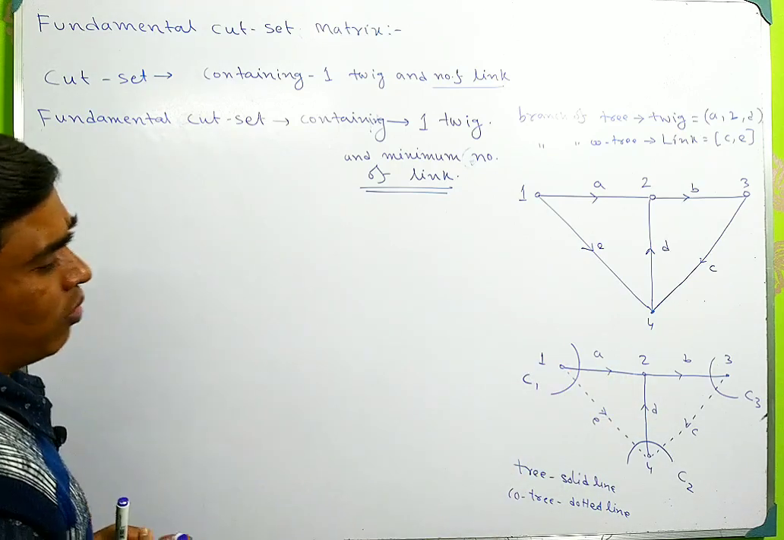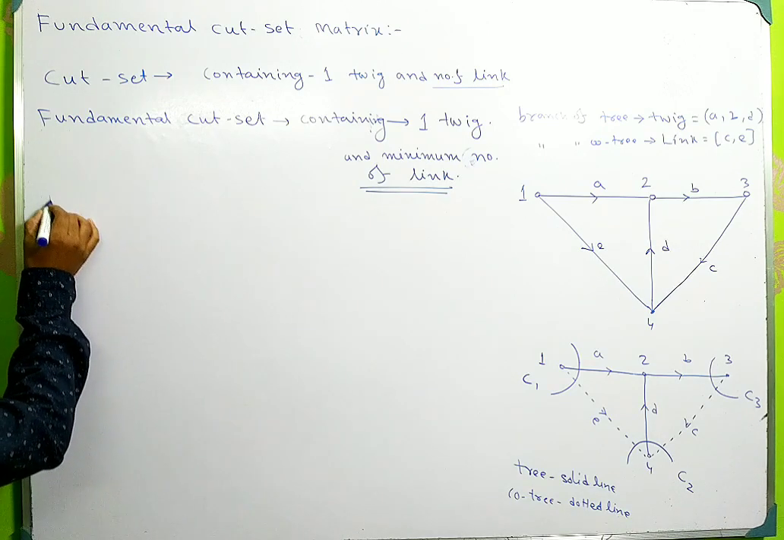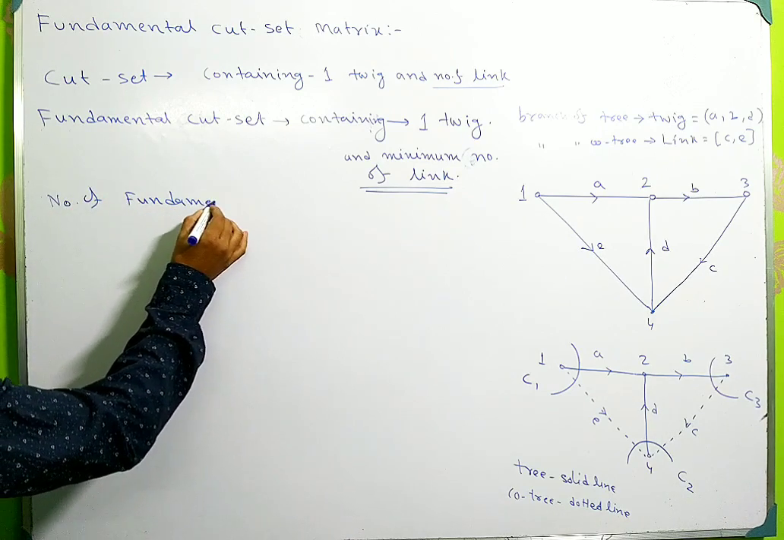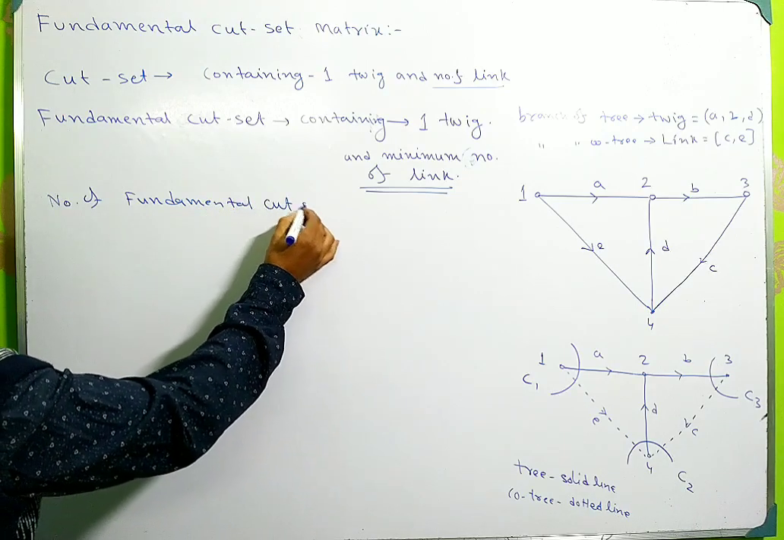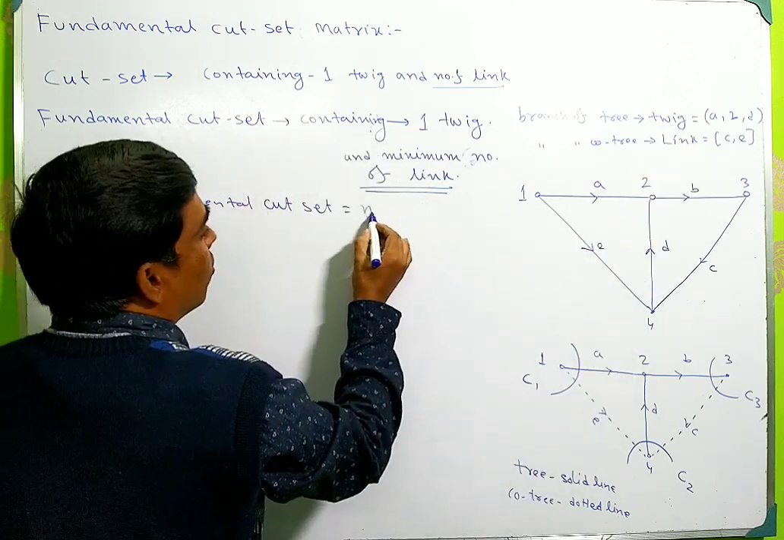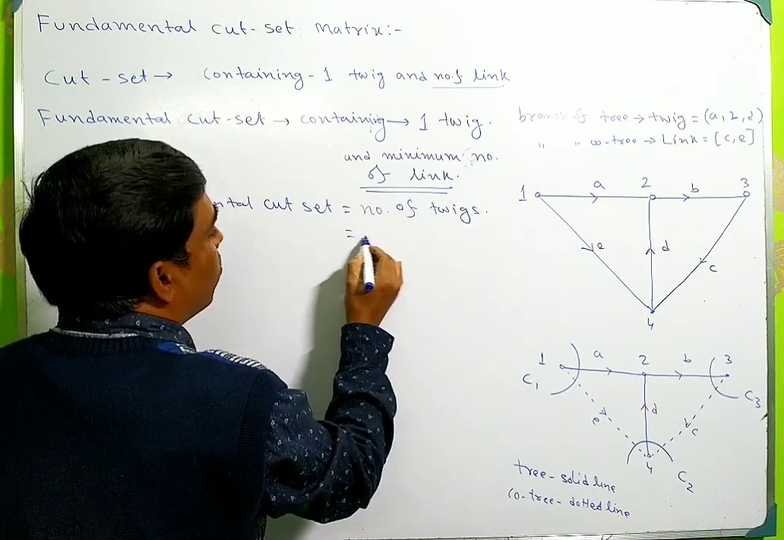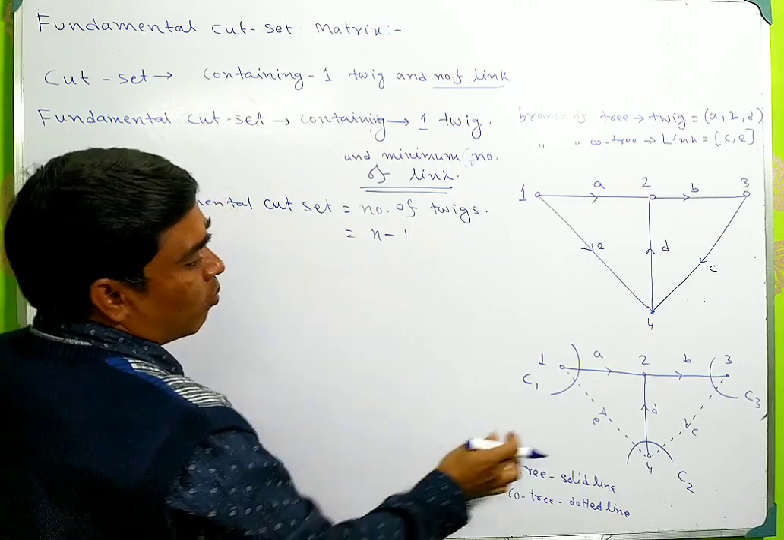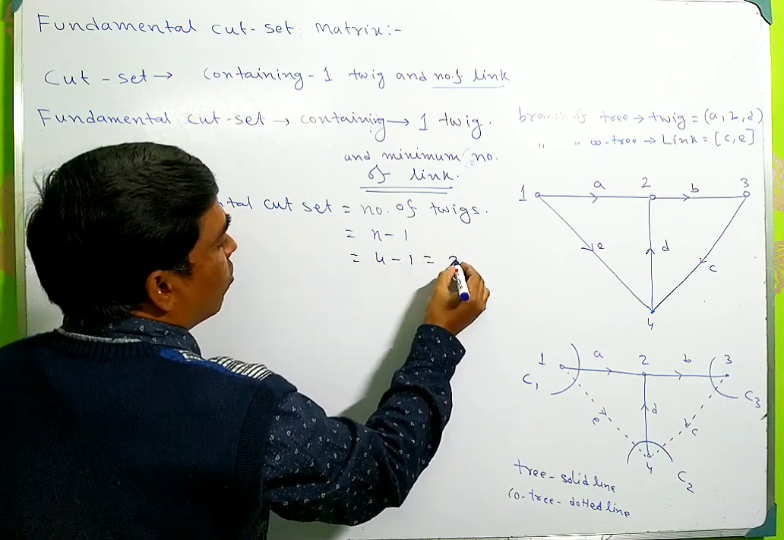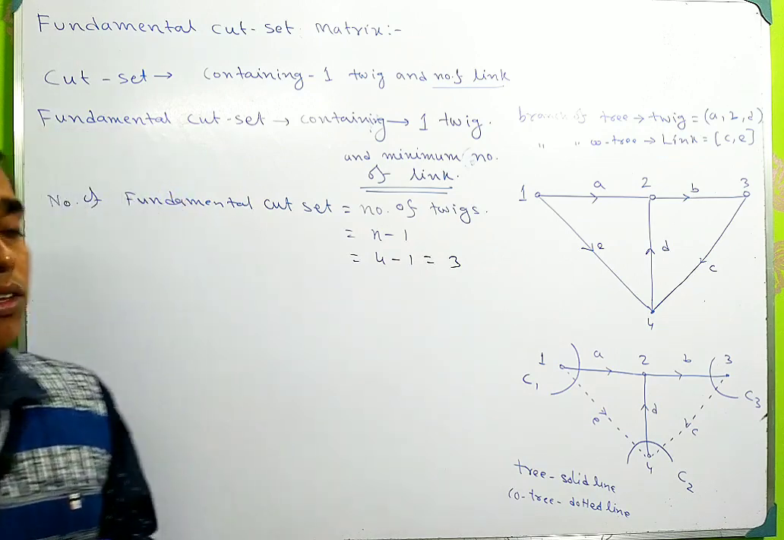You can also calculate the number of fundamental cut sets. The number of fundamental cut sets equals the number of twigs. The number of twigs is the number of nodes minus 1. From this graph we have 4 nodes, so it is 4 minus 1, which is 3. So the number of fundamental cut sets is 3.